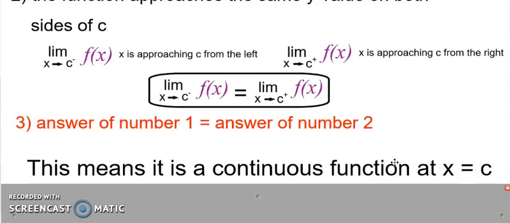As you go into calculus, we'll talk about continuity at other points and in other places, and it'll be cool. But this is just what we're dealing with right now in pre-calc. All right, so here we go. Let's go to example 2.